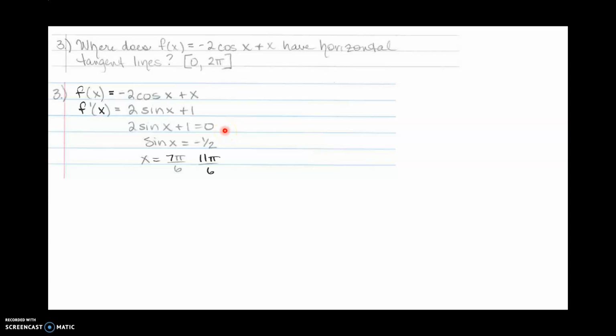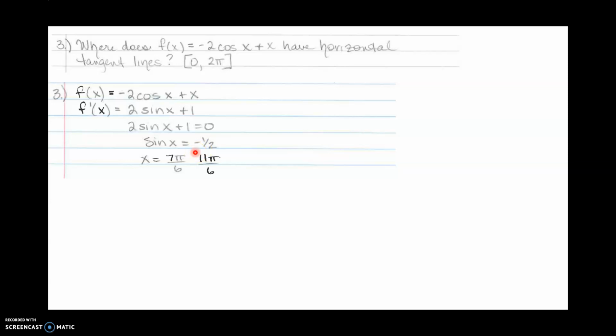Because remember that we said the horizontal tangent line has a slope of 0. We just found the slope of the tangent line, the derivative. So we set the slope equal to 0. And now we're solving. So let's subtract 1 from both sides and then divide both sides by 2. So that'll give us sine equals negative 1/2.